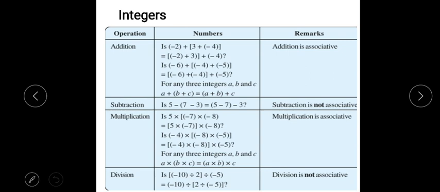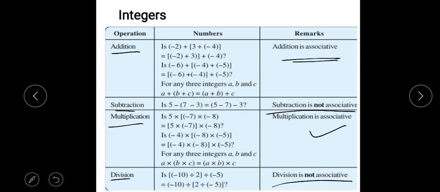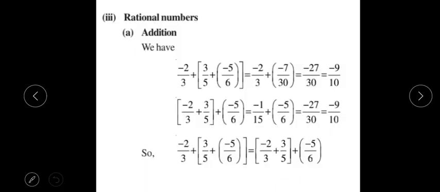Now the same thing: addition is associative for integers, subtraction is not associative for integers, multiplication is again associative for integers too, and division is not associative for integers. Now let's discuss all these in detail for rational numbers. Addition we have already discussed.